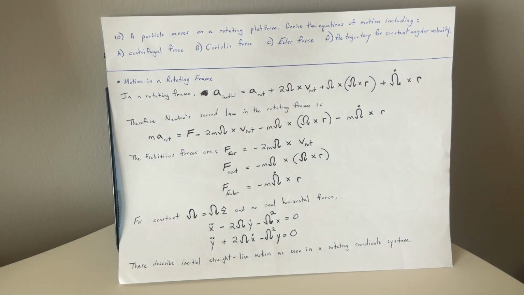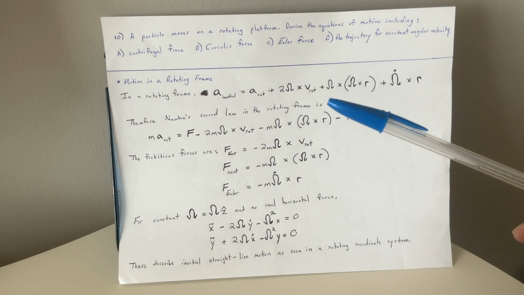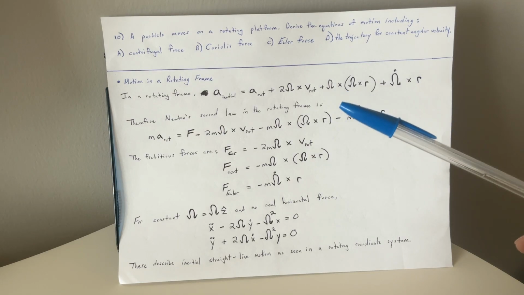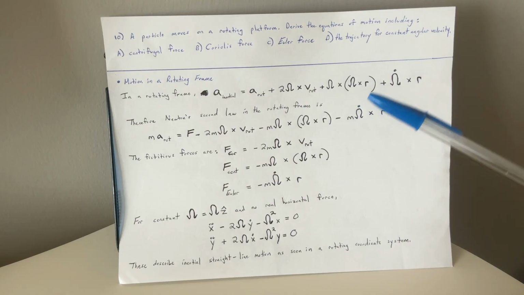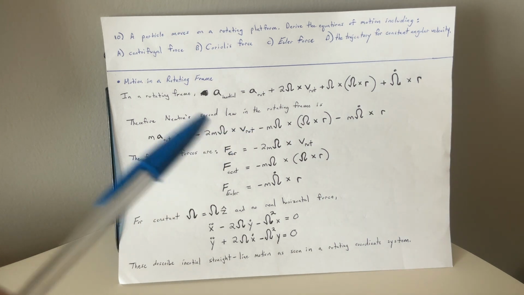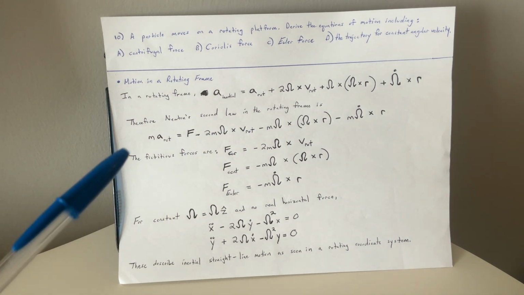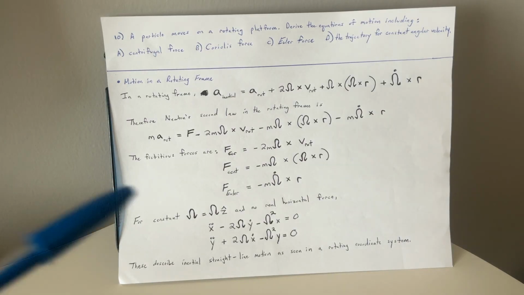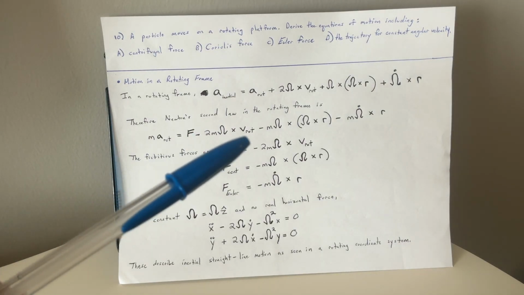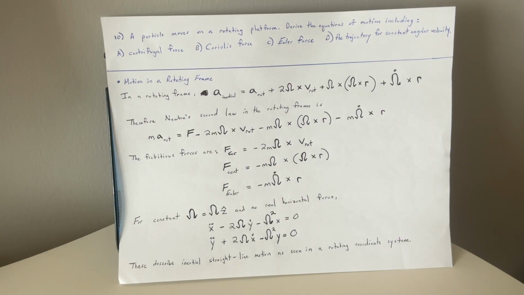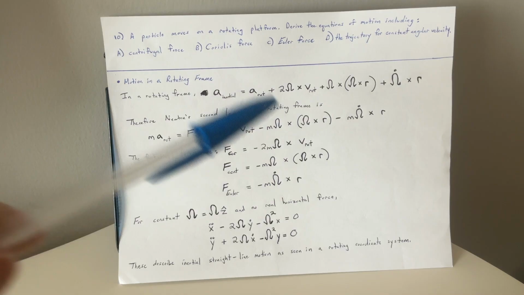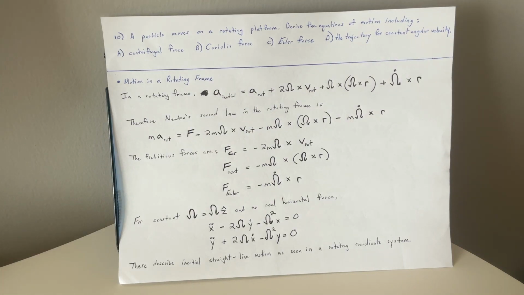In a rotating frame, a_inertial equals a_rot plus 2 omega cross v_rot plus omega cross (omega cross r) plus omega dot cross r. Therefore, Newton's second law in the rotating frame is m a_rot equals F minus 2m omega cross v_rot minus m omega cross (omega cross r) minus m omega dot cross r.